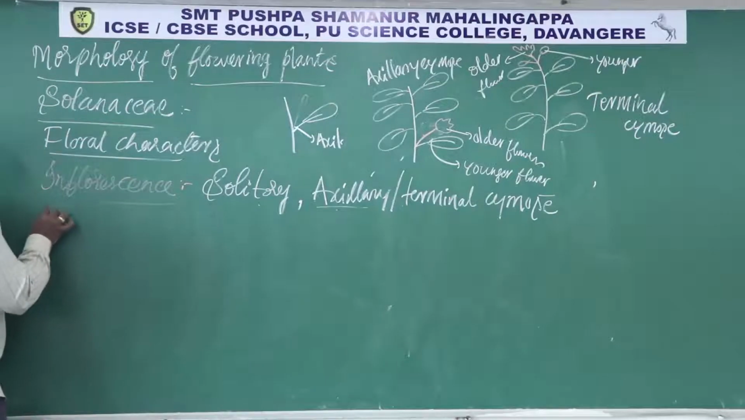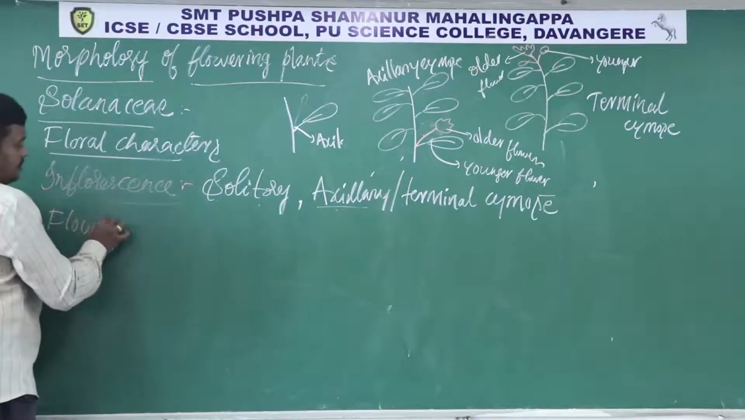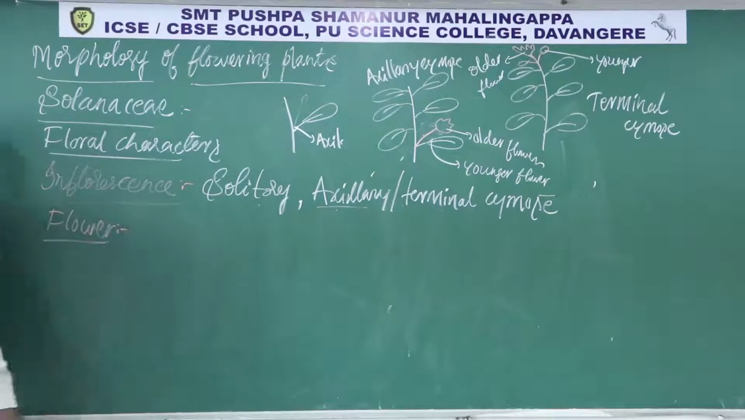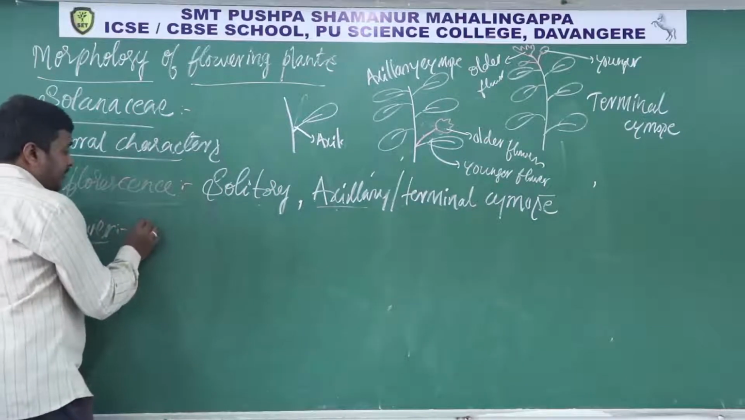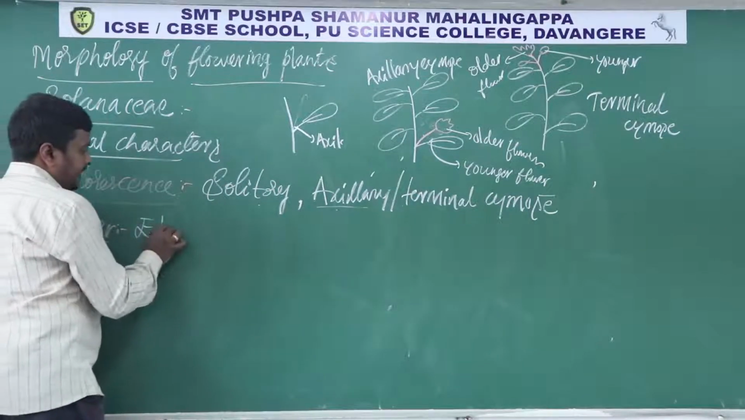So next come to flower character. So what may be the structure of the whole flower, the general characters of the flower? So flower may be, of course, ebracteate.